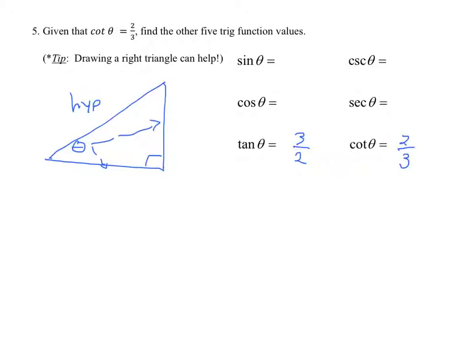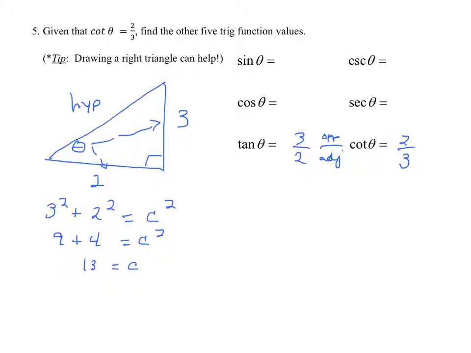So the opposite, I'm going to use tangent because that's opposite over adjacent and I can remember that one better. So it's 3 over 2. And now I'm going to solve for the hypotenuse, and I'll be able to get all the rest. So 3 squared plus 2 squared is equal to c squared. 9 plus 4 is equal to c squared. 13 is equal to c squared. So c is the square root of 13. And just leave it like that.